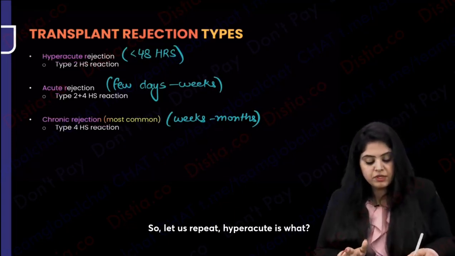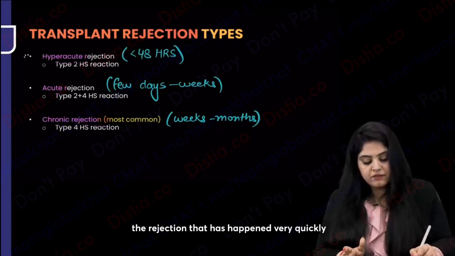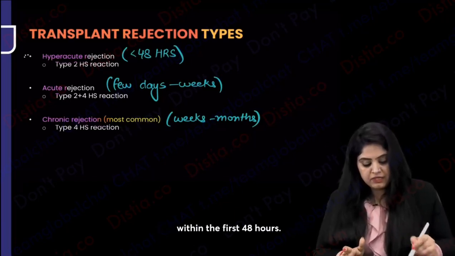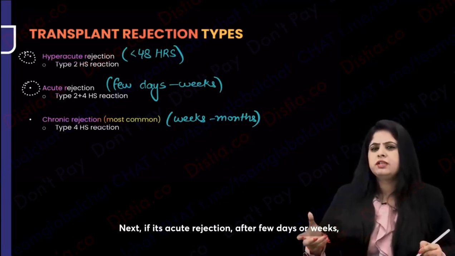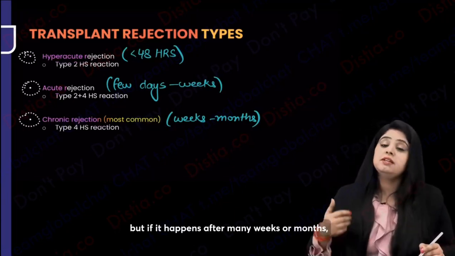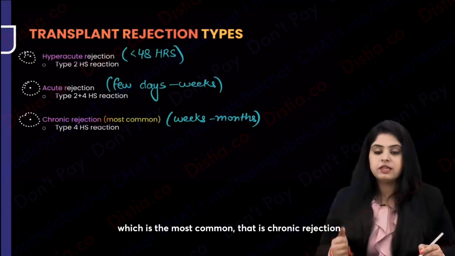So let us repeat. Hyperacute is what? Hyperacute is the rejection that has happened very, very quickly, within the first 48 hours. Next, acute rejection is after a few days or weeks. But if it happens after many weeks or months, she has friend zoned you and rejected you, which is the most common, that is chronic rejection.